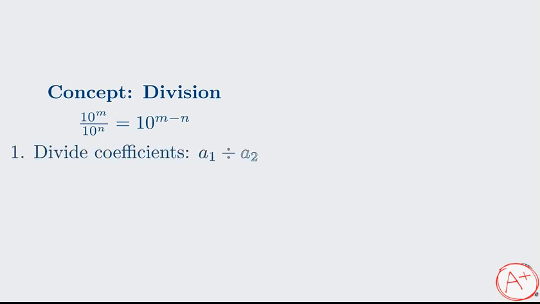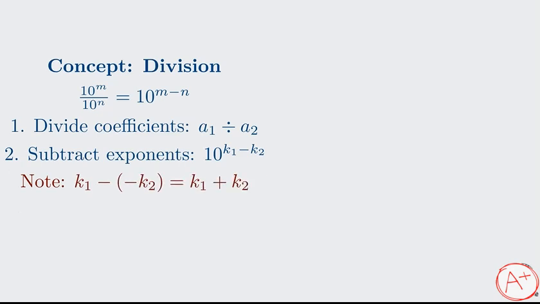Division follows a similar logic to multiplication, but we utilize the quotient rule for exponents. 10 to the m divided by 10 to the n equals 10 to the power of m minus n. First, divide the first coefficient by the second. Second, subtract the exponent of the divisor from the exponent of the dividend. Be careful with negative exponents during subtraction, as subtracting a negative is the same as adding. If the resulting coefficient is less than 1, adjust the decimal point and decrement the exponent to return to standard form.